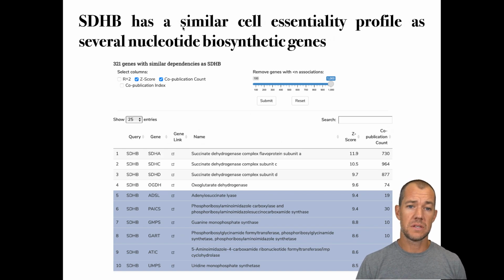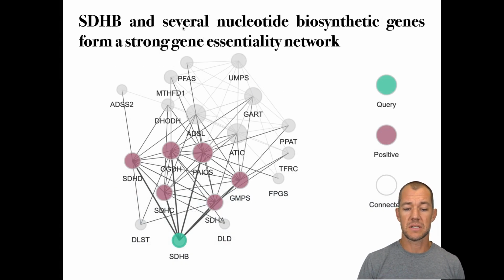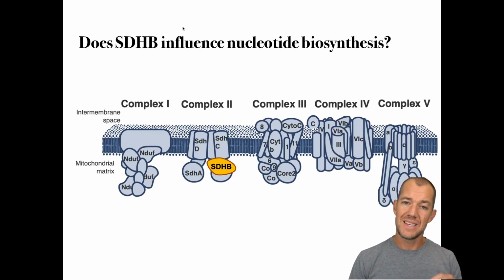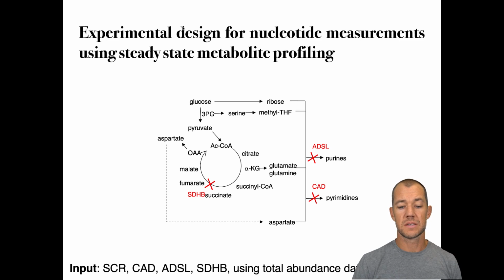So the first thing that we wanted to do was to test out this hypothesis. We can see from a different view that this network of connections of succinate dehydrogenase B, as well as the nucleotide biosynthetic genes, are highly interrelated. So it leads to the hypothesis then, is succinate dehydrogenase playing a role in nucleotide biosynthesis? The first thing that we can do is just measure steady state nucleotides. One of the challenges with this project is that there are several nucleotides. There are also even more nucleotide intermediates.